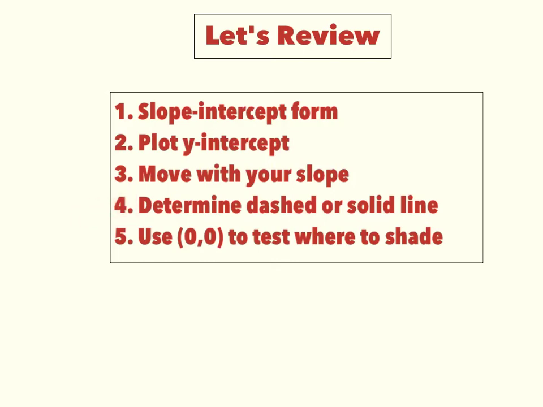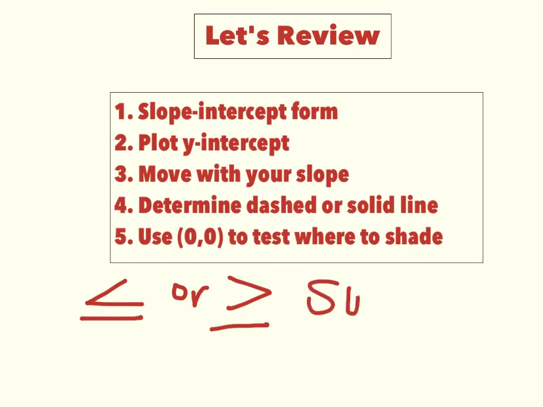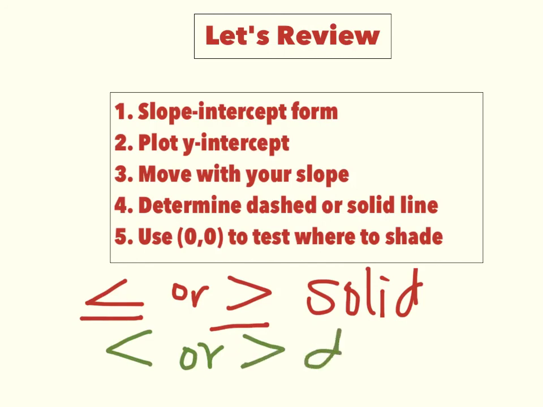Remember, if you have a less than or equal to or greater than or equal to, then your line would be solid. If it's not equal to, then it's dashed. And the last step is to use the point 0, 0 to test where to shade. Plug this 0, 0 back into the equation, and if it's true, then that 0, 0 point is in the shaded region of your graph. If it's not true, then you don't shade where 0, 0 is on the graph.